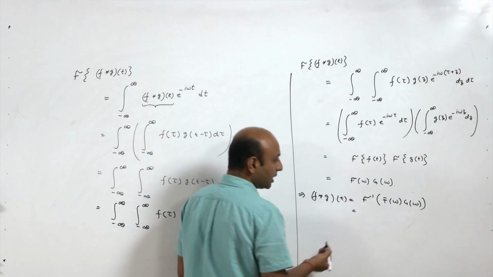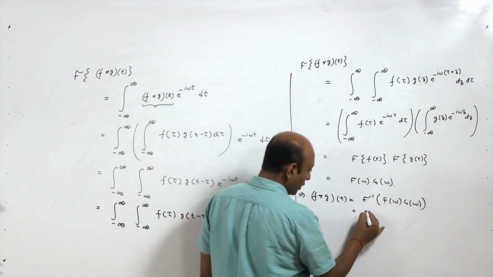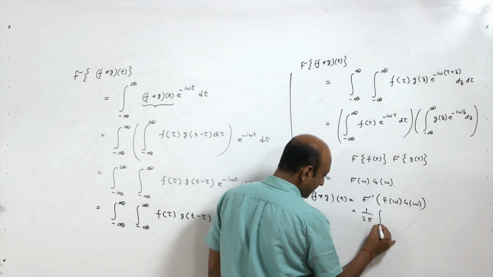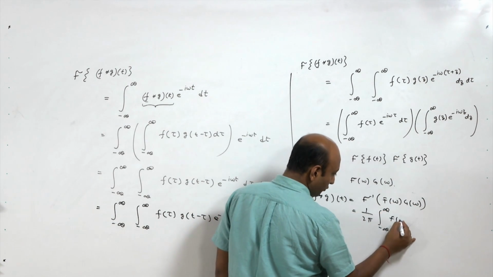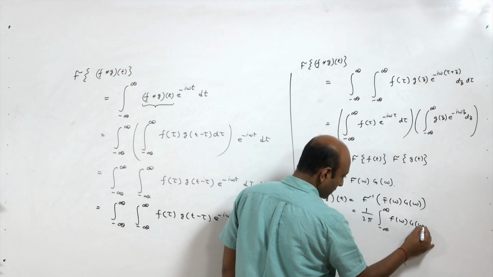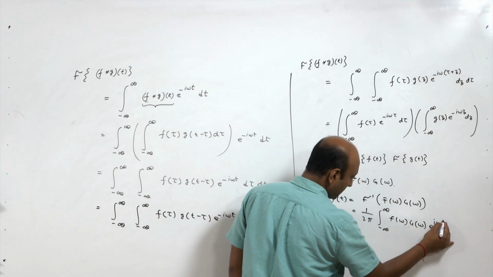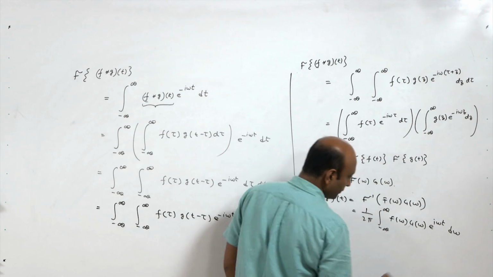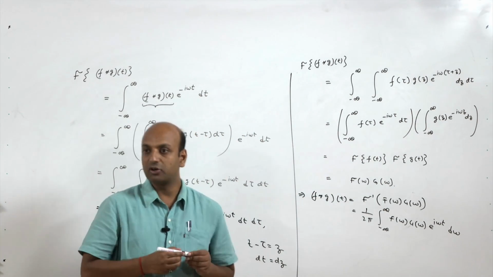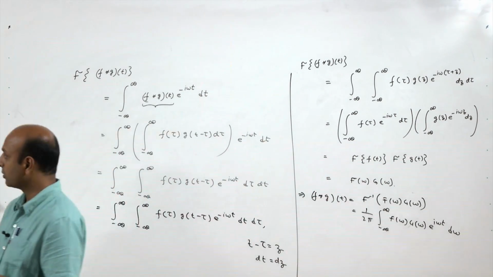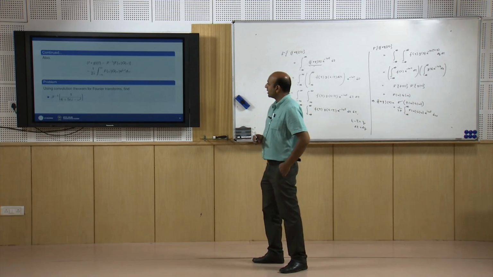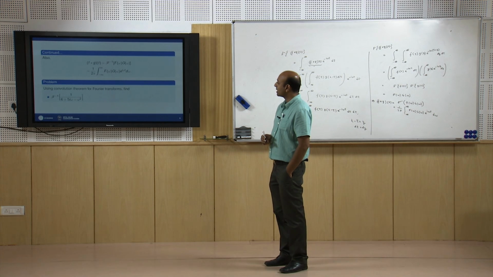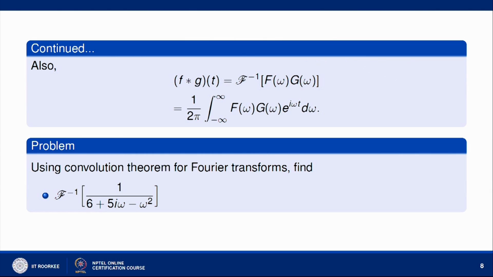Now, the inverse Fourier transform is given by 1 upon 2 pi integral from minus infinity to plus infinity of the omega function, which is F(omega) into G(omega) e^(j omega t) d omega. That we already know by the definition of inverse Fourier transforms. Now, let us find the inverse Fourier transform of this F(omega) using the convolution theorem.